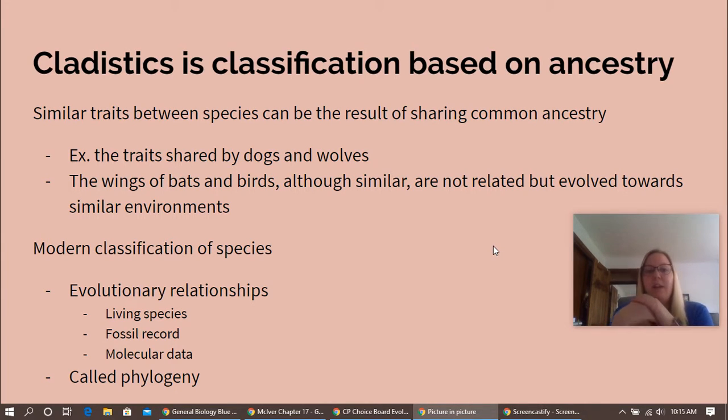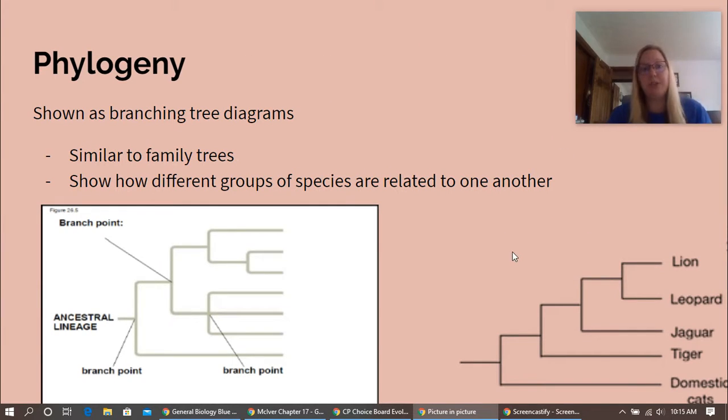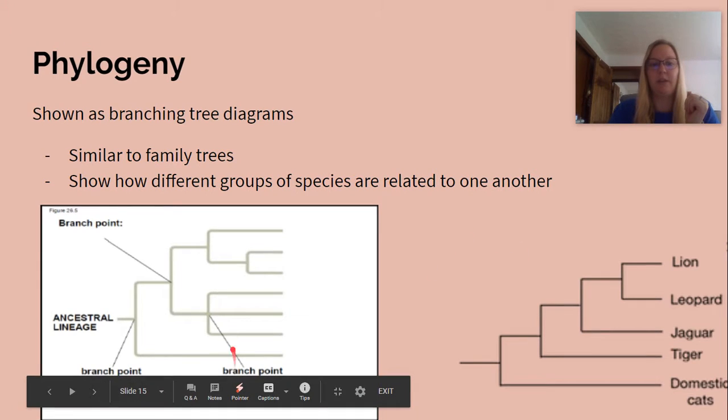This is how we have been able to start the common and modern classification of species through evolutionary relationships, looking at living species, the fossil record, and molecular data. We now call this phylogeny. Phylogeny makes something called a phylogenetic tree. It's shown as a branching tree diagram. They're very similar to family trees and to cladograms. They're just presented a little bit differently. They show how different groups of species are related to one another.